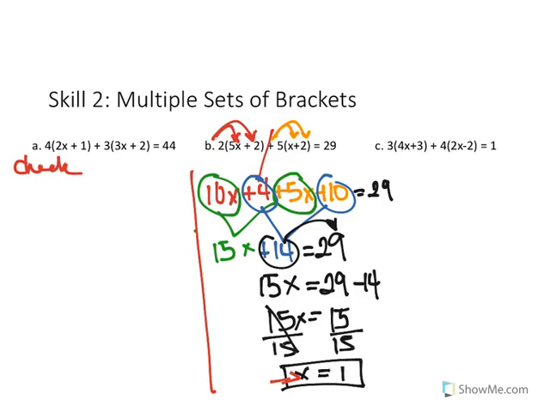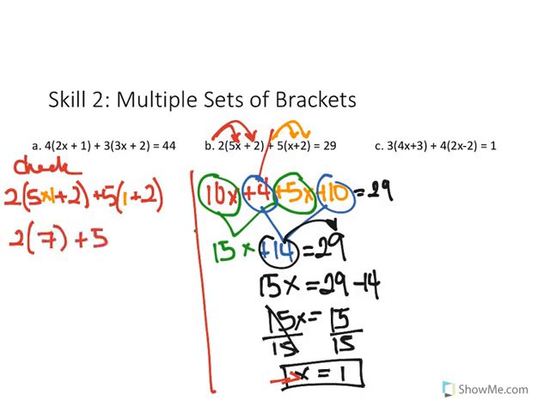Since we know x is 1, all you have to do is substitute it back into the equation. So 2 times 5 times 1, because it's 5x, plus the 2, plus 5 times 1, plus the 2, and this is supposed to make 29, so let's double check. So I'm going to solve everything in the brackets first. 2 times 5 times 1 is 5 plus 2, that's 7, plus 5 times 1 plus 2 is 3.